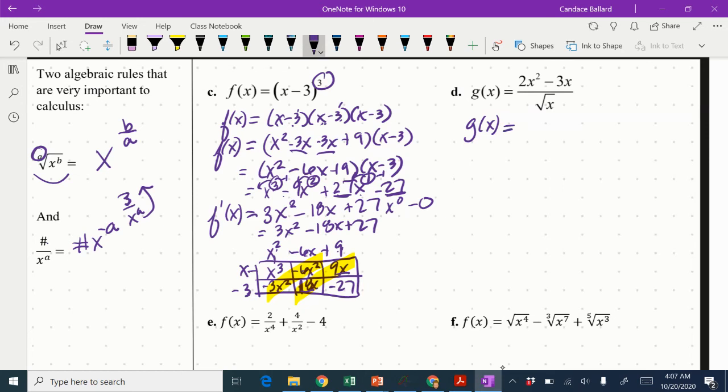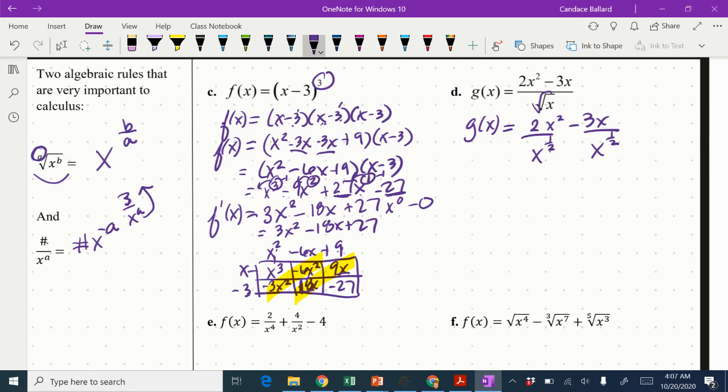All right, we're going to use a couple of these properties, algebra properties, in D first. So we've got that g of x equals 2x squared minus 3x over the square root of x. I'm going to split this into two separate fractions, which I'm allowed to do. And I'm going to convert that denominator to x to the 1/2 power. You have to be seamless in the fact that you understand that the square root is the 1/2 power. We use it daily.